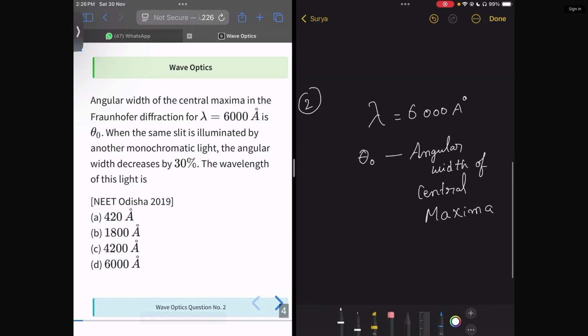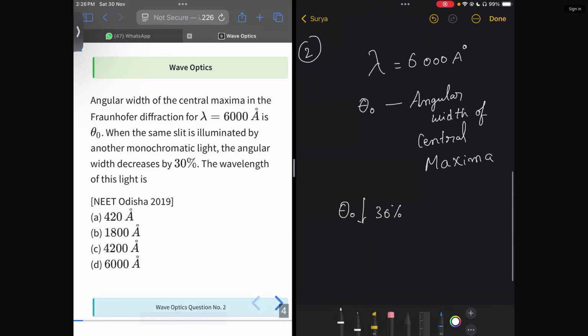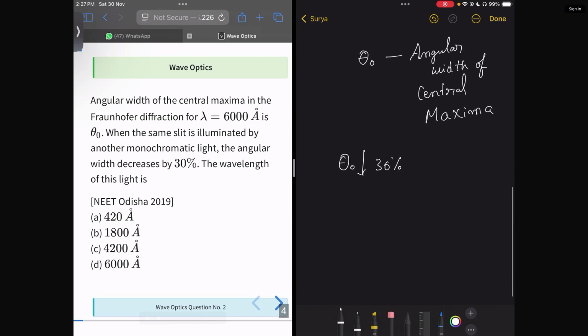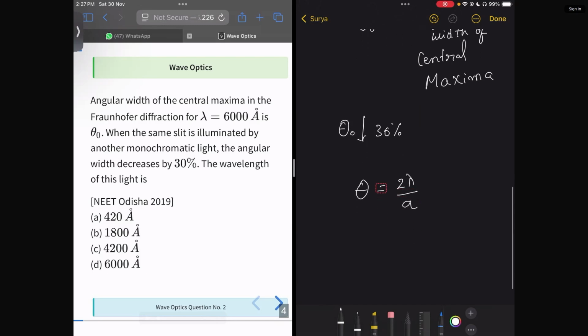When the same slit is illuminated by another monochromatic light, the angular width decreases by 30%. So what is the wavelength of that other monochromatic light? The relation is: how is theta related to lambda and a? Theta is 2 lambda by a.